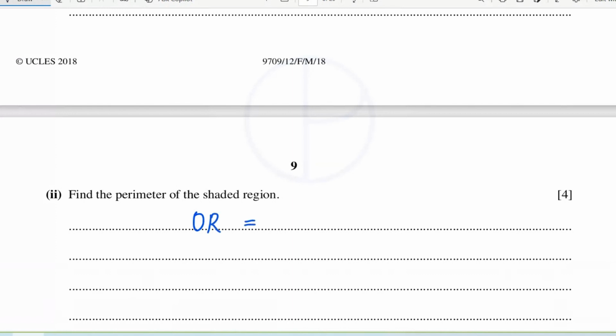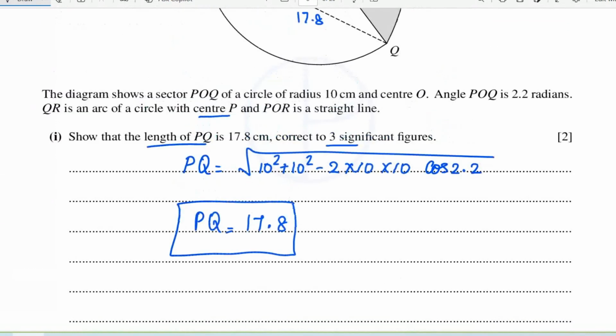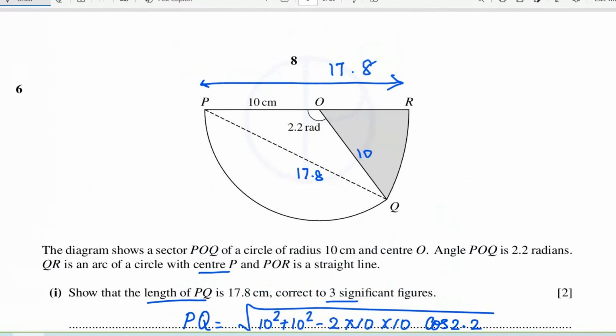So OR is equal to PR minus PO. PR is 17.8 centimeter. PO is 10 centimeter. So OR is equal to 7.8 centimeter. Next, we need to find the arc length QR. To find arc length, the formula is r theta. Here we know r is 17.8 and we need to find angle at P.